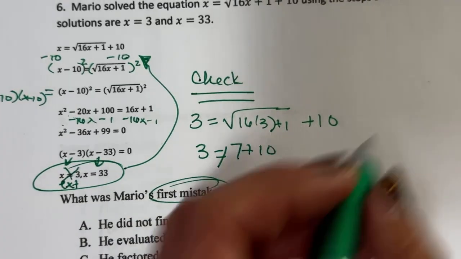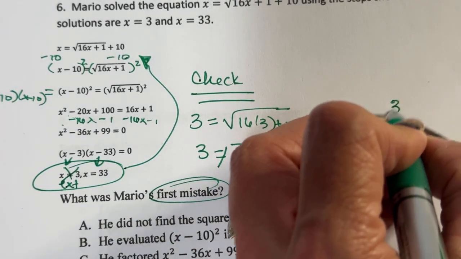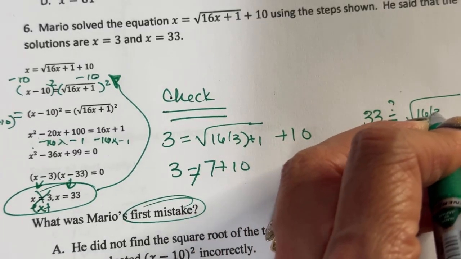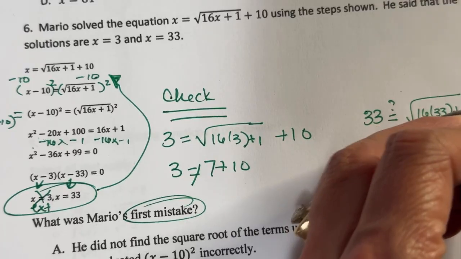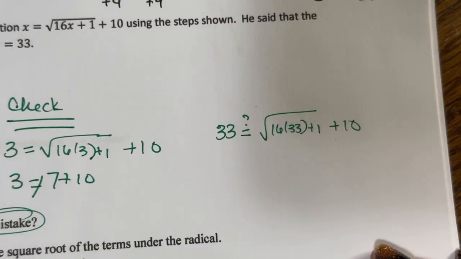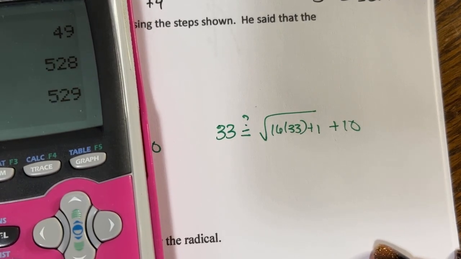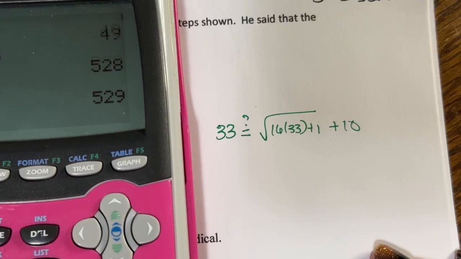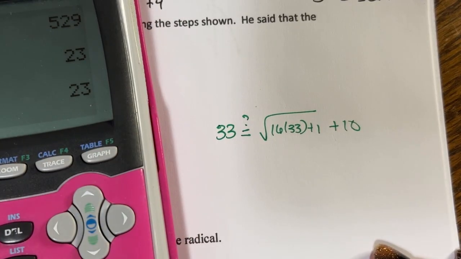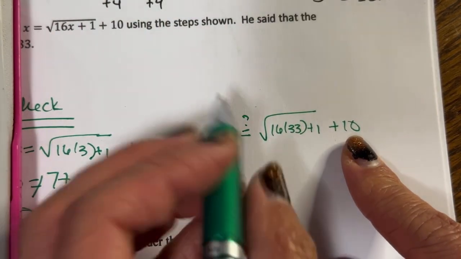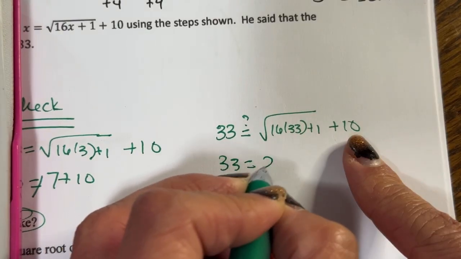So now let's check the 33. So 33, is that going to equal the square root of 16 times 33 plus 1 plus 10? Okay, well, 16 times 33 is 528 plus 1, which is 529. Let's see if that's a perfect square. So let's take the square root of 529 and see what happens. And it's 23. So it is a perfect square. And 23 plus 10 is 33.